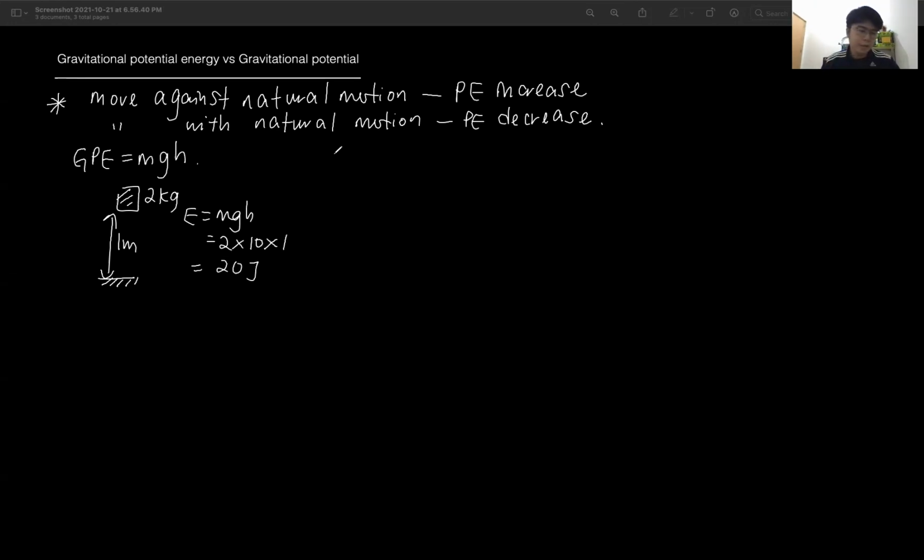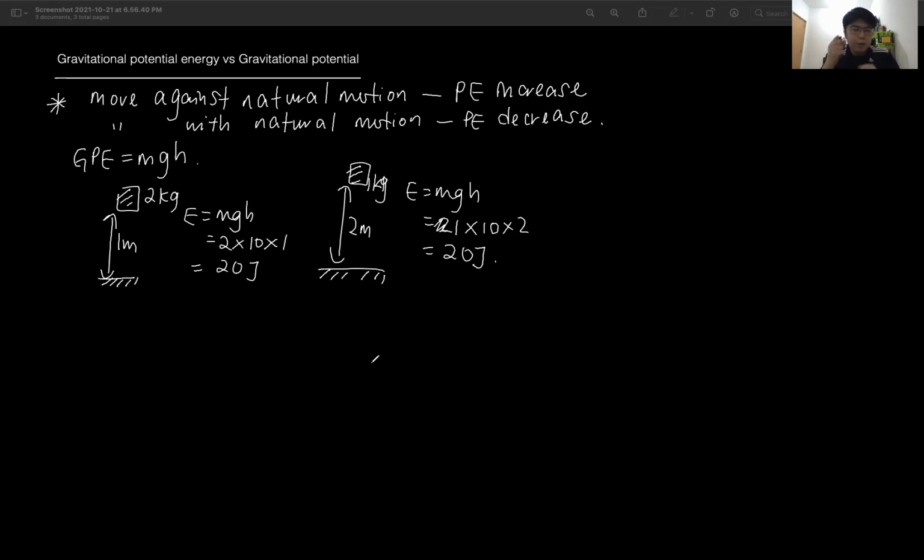I can also have a 1 kg object placed at 2 meters from the ground, which is higher up, right? Higher than this one. But if I calculate mgh, it is 1 kg times 10 times 2, also 20 joules. So this tells us that gravitational potential energy does not only depend on height, it also depends on mass.